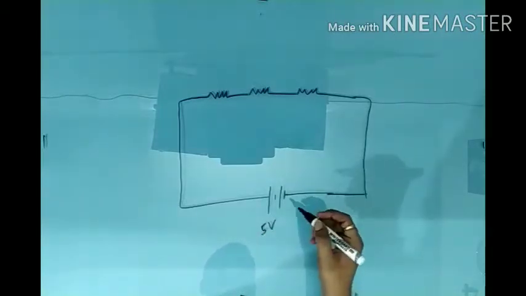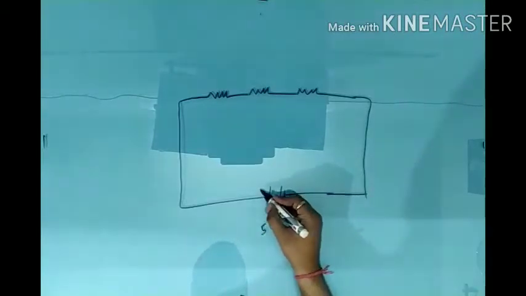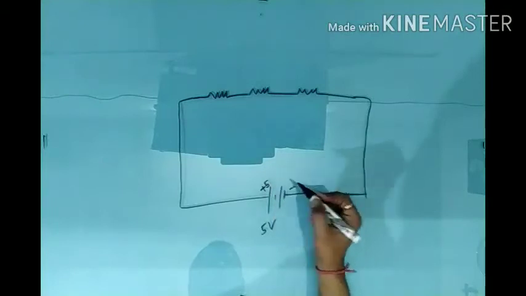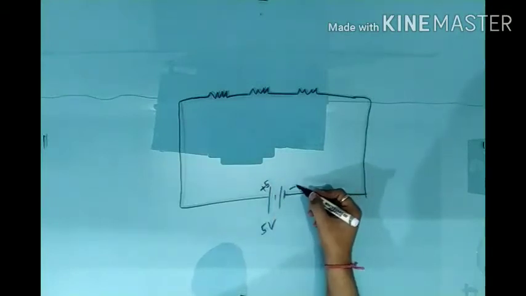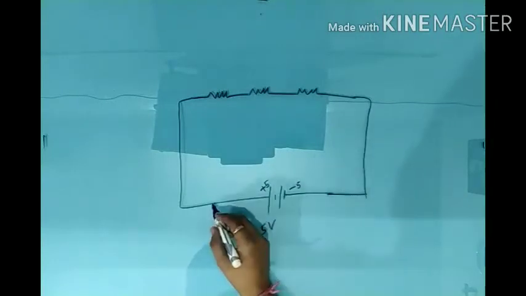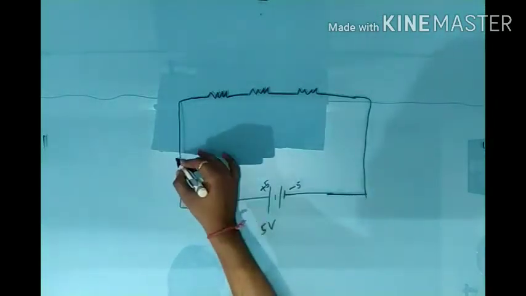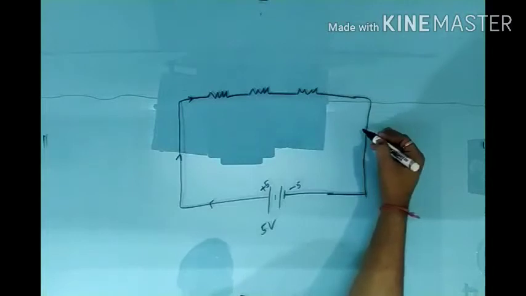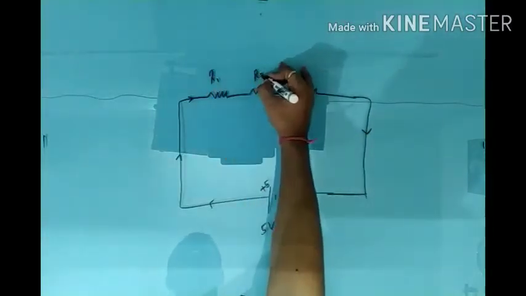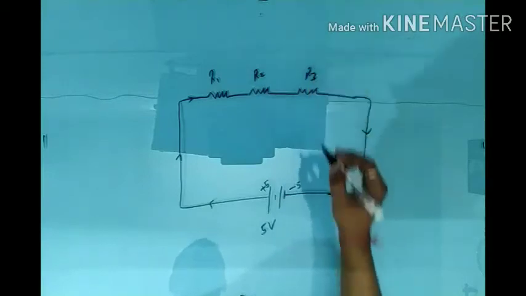Now in case of any battery, there are two terminals, positive and negative. The positive terminal means plus 5, and the negative terminal means minus 5. Now we know that the direction of current is from positive to negative. Now these resistances are R1, R2 and R3.